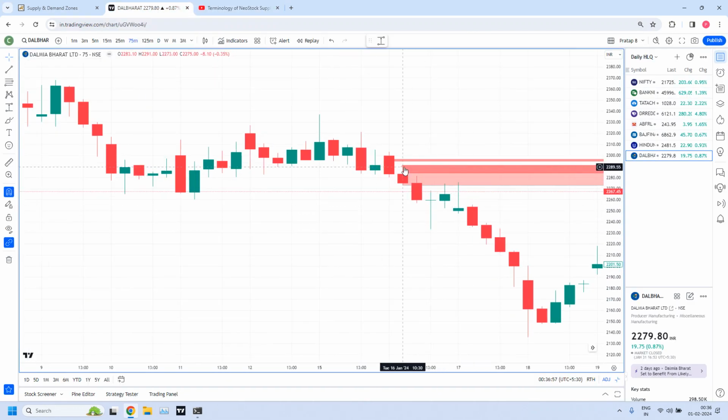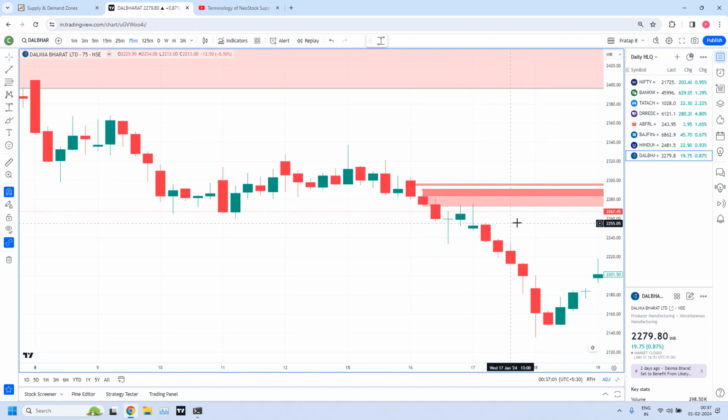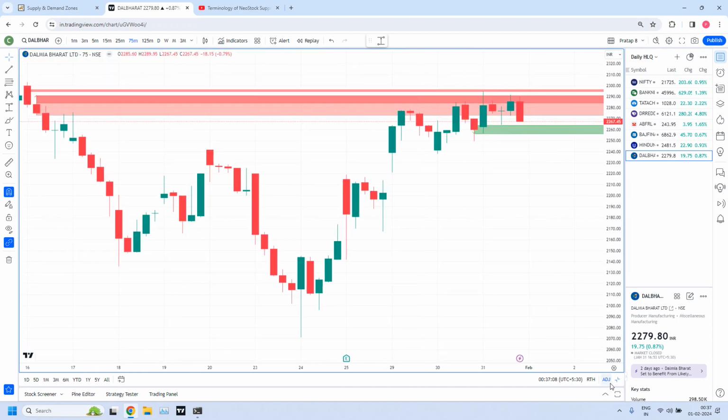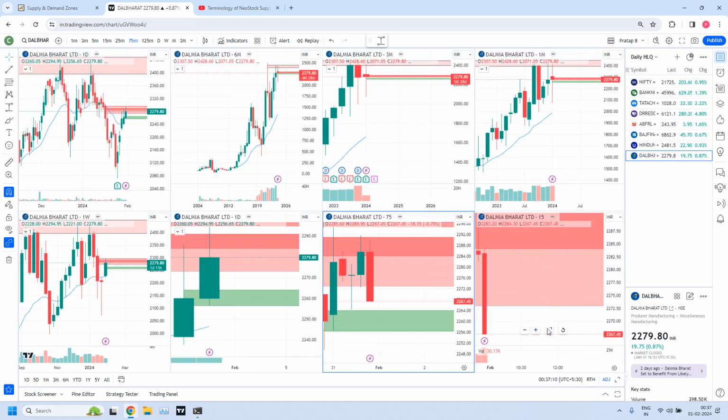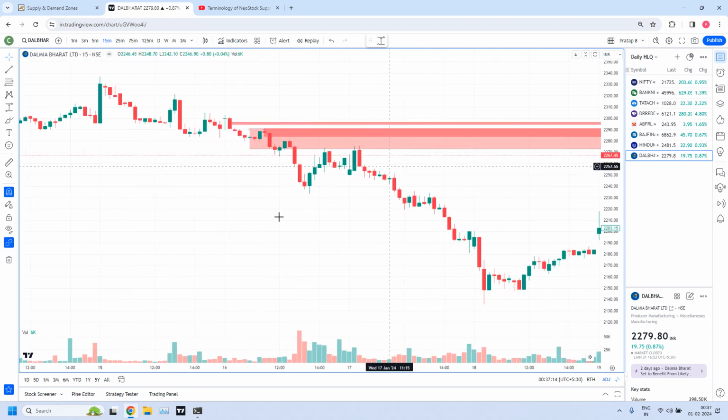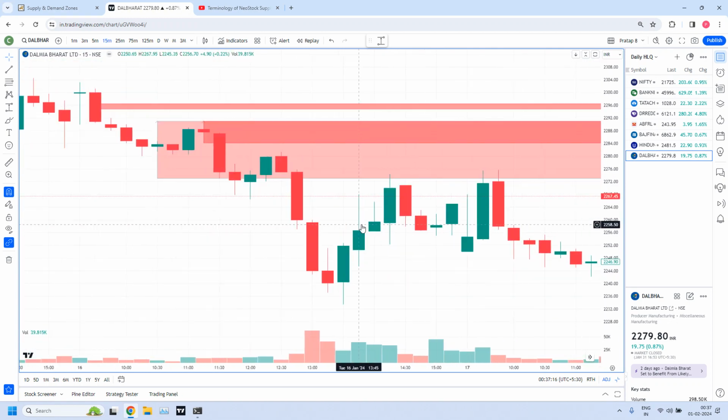See here, this is a 5-minute zone, fine-tuned inside 15 minutes. The 15 minutes is inside 75. So for that, first I go to the 15 minutes time frame. Let us see where our 15-minute zone is. See here, we have a rally, base, drop. This is a 15-minute zone.